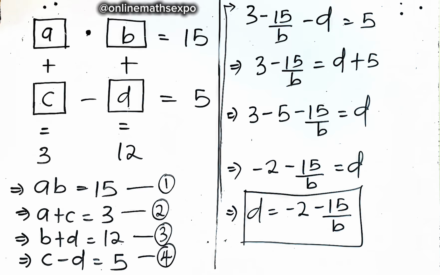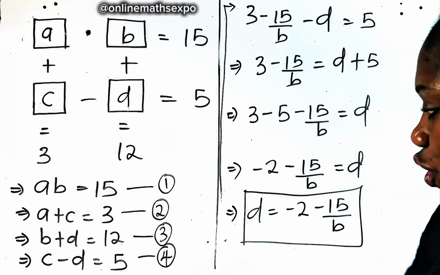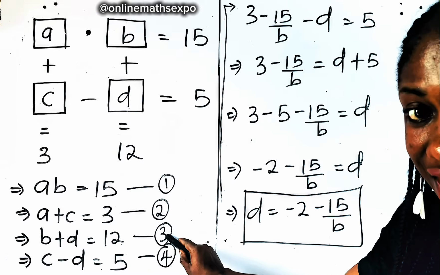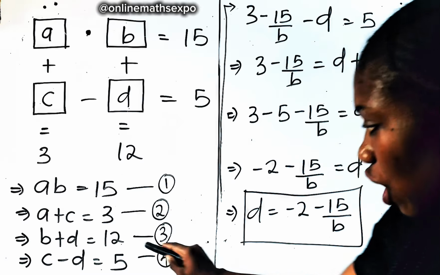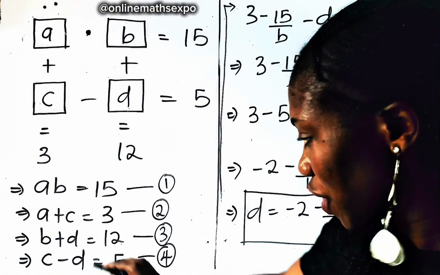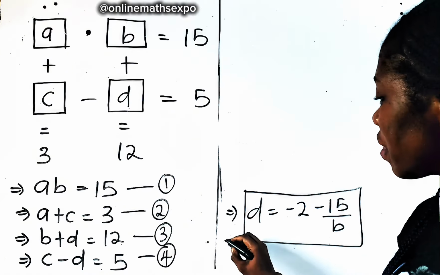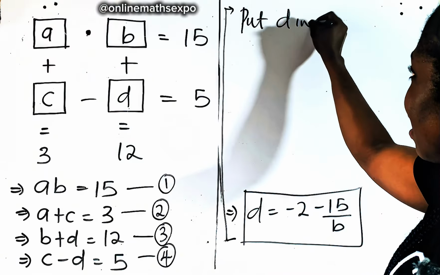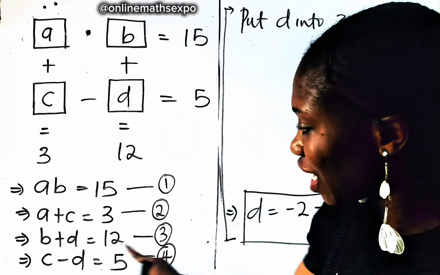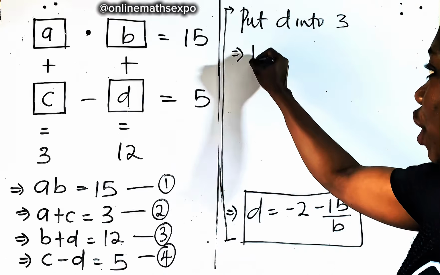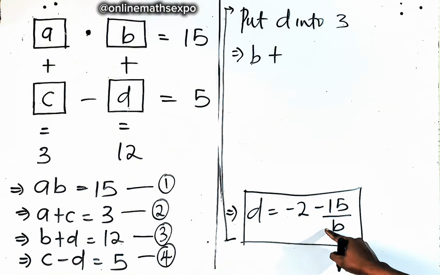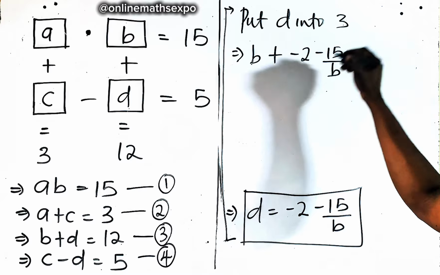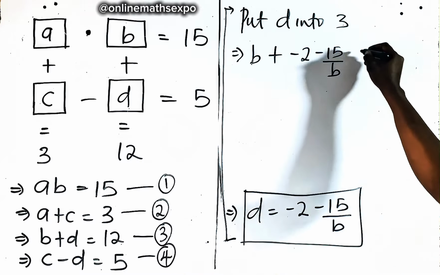Remember, we have not touched the third equation. So what you do now is use this D, go back to the remaining one that has not been touched, which is equation 3, so that we replace this D in equation 3. So let's do that. From here, we say put D into equation 3. So we are now going to have B add our D, which is this. So we're going to have B plus negative 2 minus 15 divided by B is equal to 12.